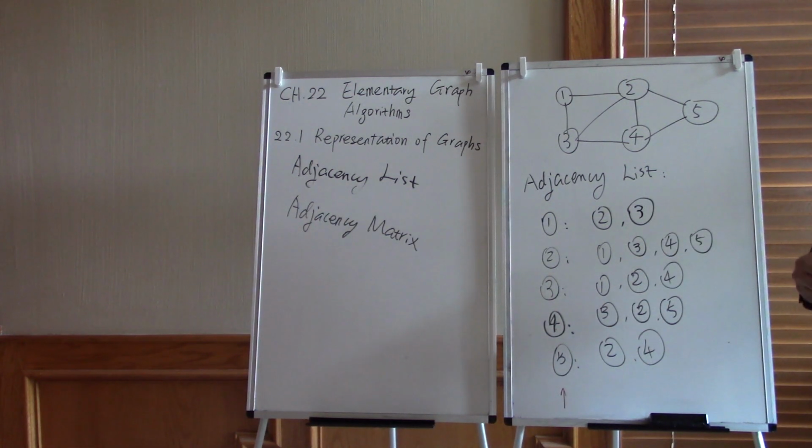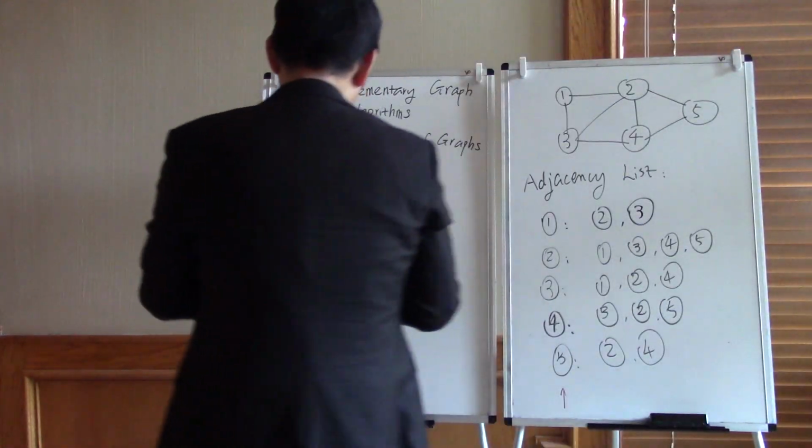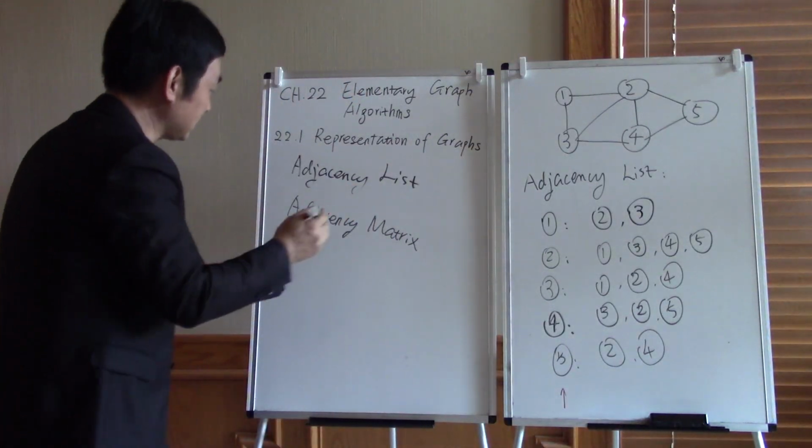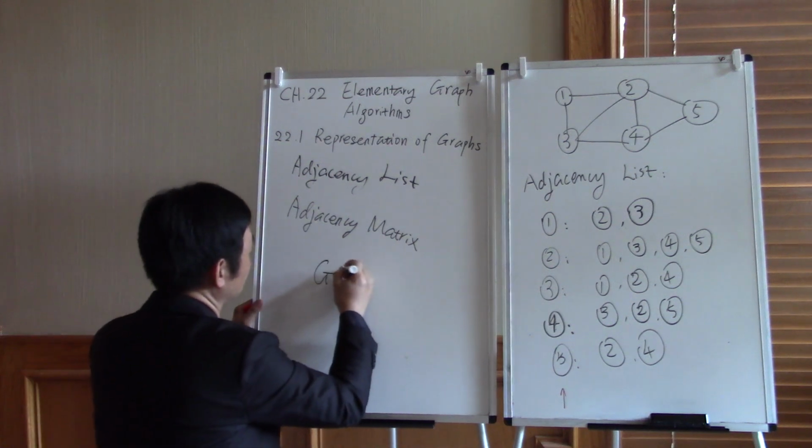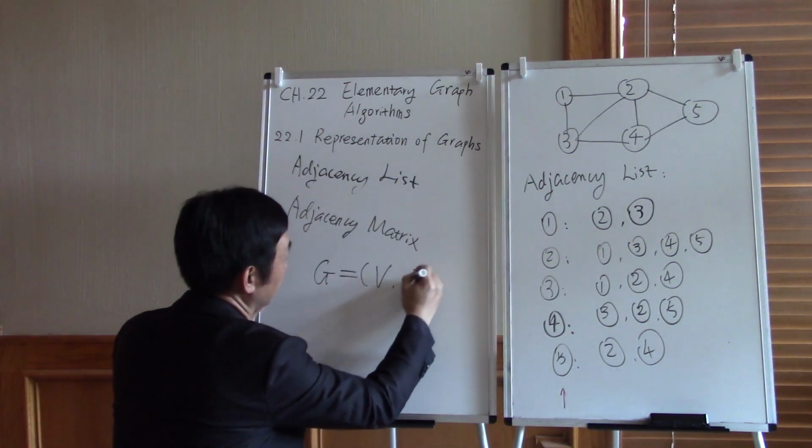Okay, so now let's think about it. Say that we have a graph like this, which is called G, with a set of vertices and a set of edges.